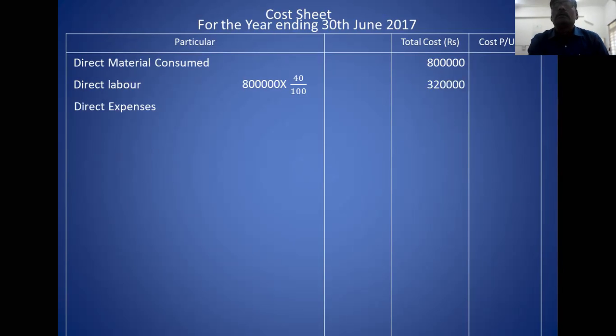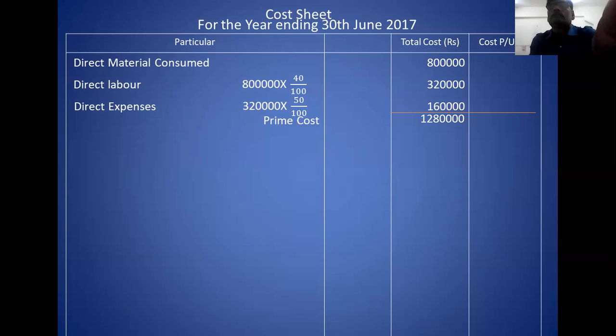Then direct expense is 50% of direct labor. Direct labor is 3 lakh 20,000. On 3 lakh 20,000, you calculate 50%. 50% of this is 1 lakh 60,000. Okay, you take the total of these three. It is called prime cost. So prime cost is 12,80,000.